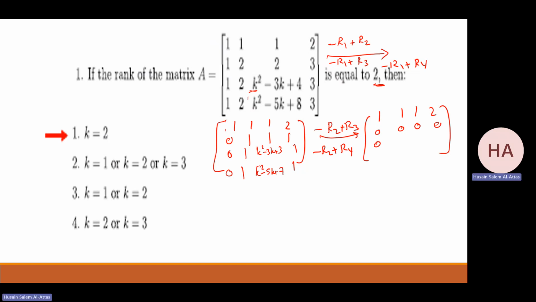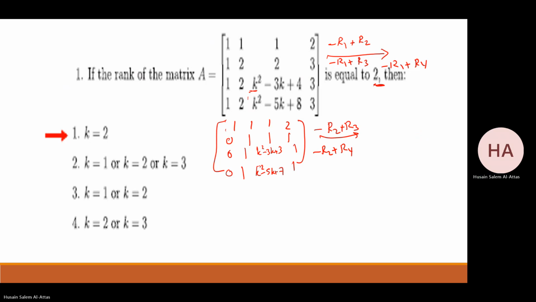Okay. Yeah, hopefully I did it correctly. So minus 1 and add, that will be 0. Minus 1 and add, that gives me k squared minus 3k plus 2. Minus 1 and add, that will be 0. Okay. I think I made a mistake somewhere. Let me just repeat it.